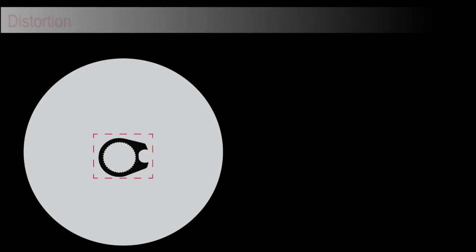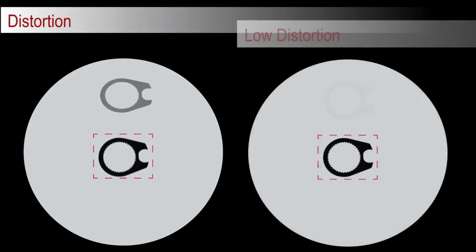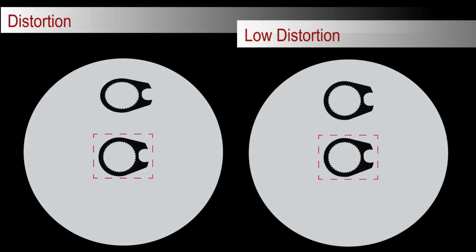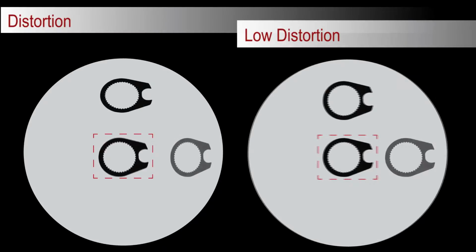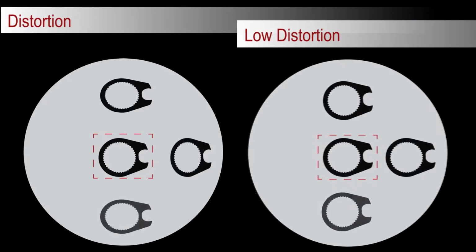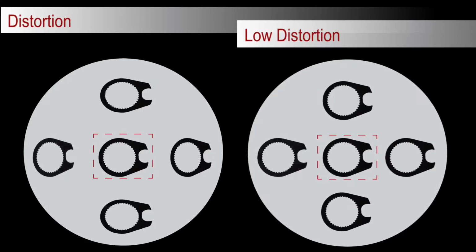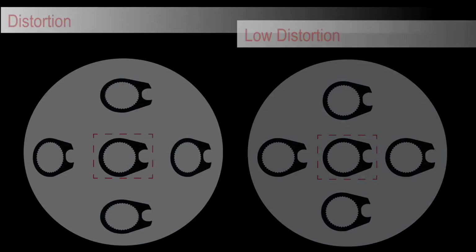Distortion is the optical characteristic that allows an object to be accurately magnified, maintaining both size and shape throughout the field of view. This characteristic allows for measurements of features throughout the field of view, eliminating the need to move the part. The result is faster measurements by taking advantage of the much larger field of view.